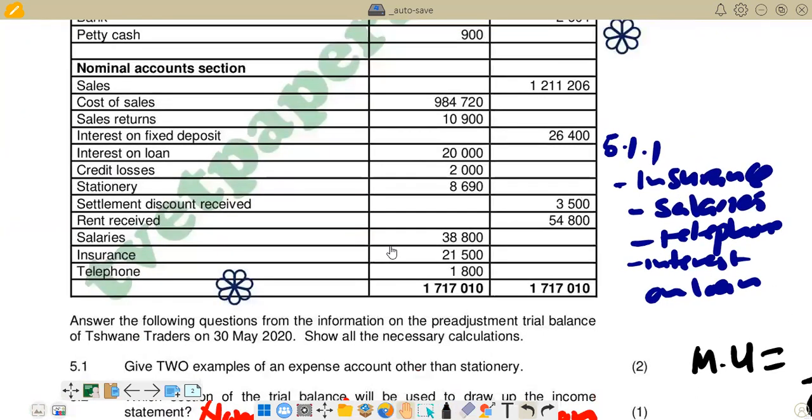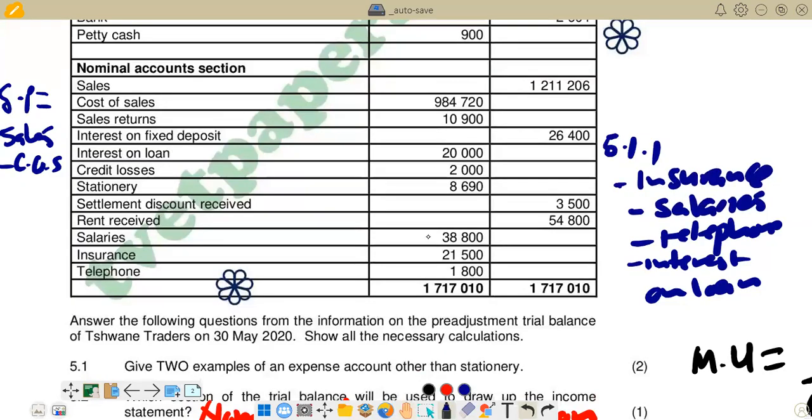You see now under the nominal section, the figure for sales is 1,211,206, and the figure for cost of sales is 984,720. So we don't have the figure for gross profit. We can calculate it by saying gross profit is sales minus cost of sales. That's the formula for gross profit. You can just put it down. Gross profit is sales minus cost of sales. Then we find the gross profit there.